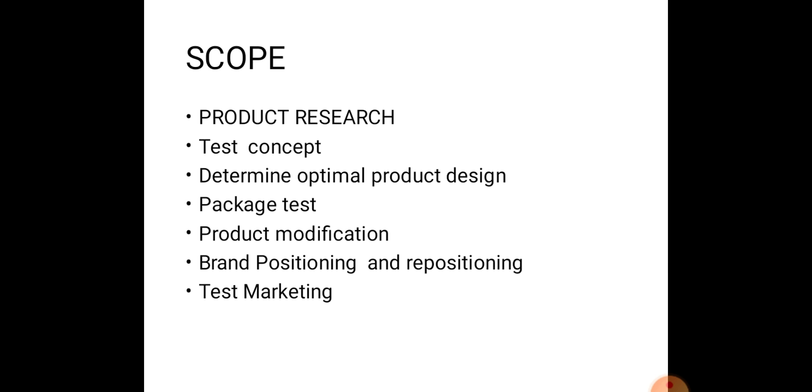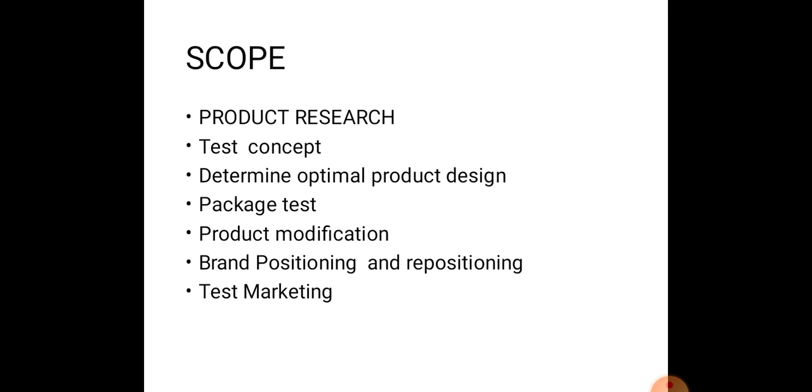Then package test. Basically, there are different types of packaging systems and packaging methods, so we need to decide what type of packaging is required for our new product. Then product modification and changes. Product modification is required in the existing product. Whatever existing products a company has, the company makes minor or slight changes to the product, modifies it, and presents it to the customers in the market. So it's a product modification.